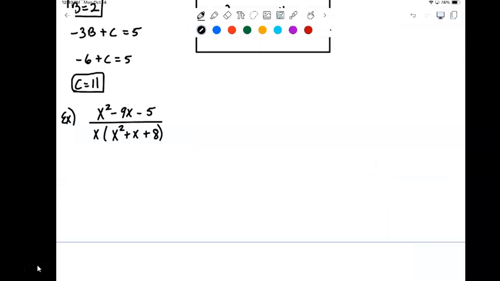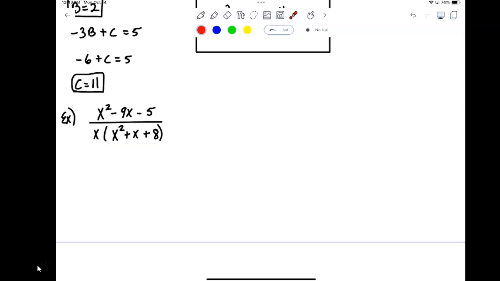Okay, so let's consider this example here. (x squared minus 9x minus 5) over x times (x squared plus x plus 8). So the denominator is already partially broken up. We do want to check to see if we can break this one up.